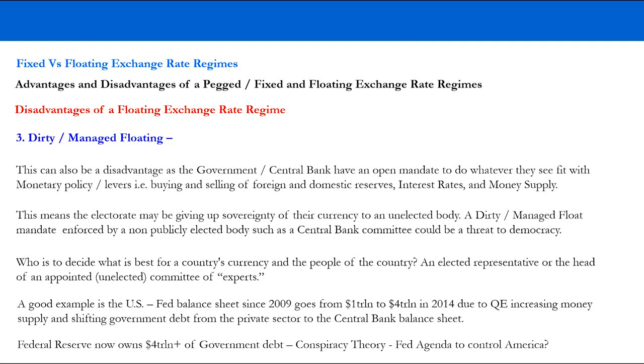This is all part of the wider question, which is who is really to decide what is best for a country's currency and the people of the country? Is that an elected representative or the head of an appointed committee or an elected committee of experts? And a good example of this could be in the United States right now. So the Fed balance sheet has grown since 2009 from $1 trillion to $4 trillion in 2014.